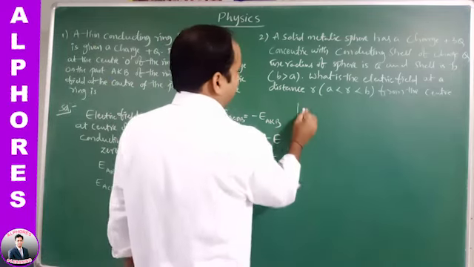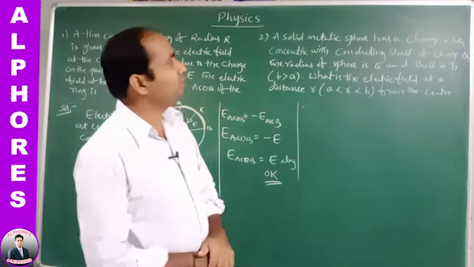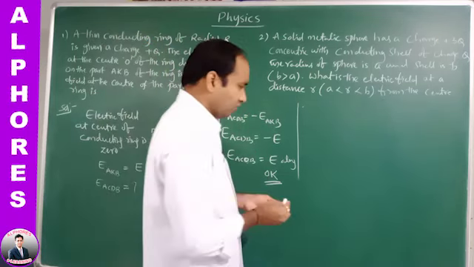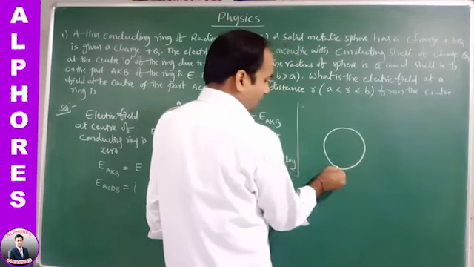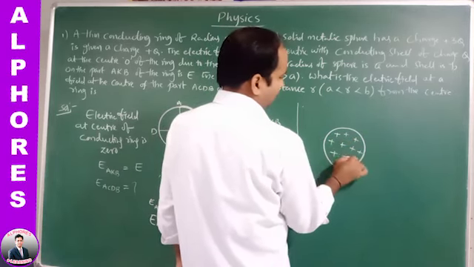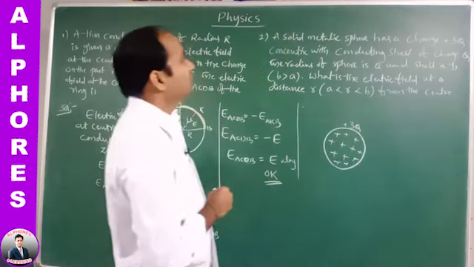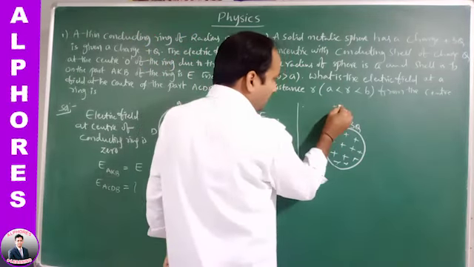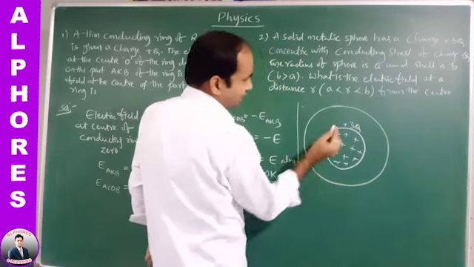And whenever coming to the second one, the second question is given like this. A solid metallic sphere has a charge plus 3q. So now let us take, this is a solid metallic sphere. What is the charge? Plus 3q, concentric with a shell of charge q. Now this is a shell, concentric with a shell of charge q.